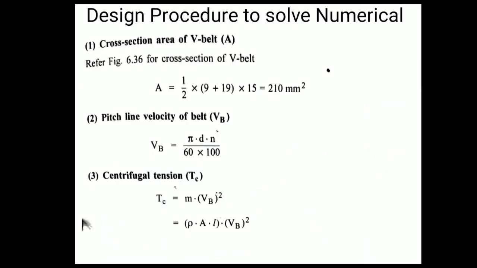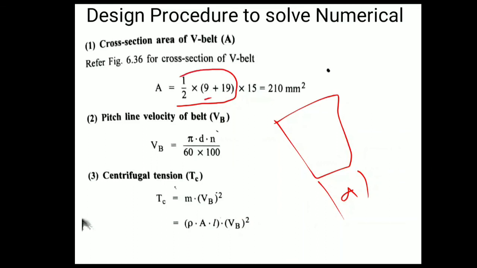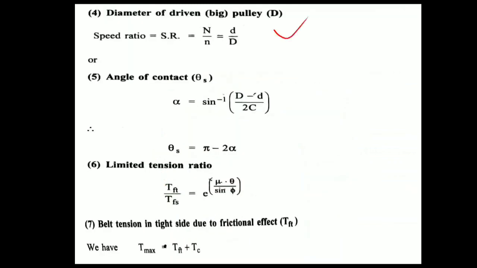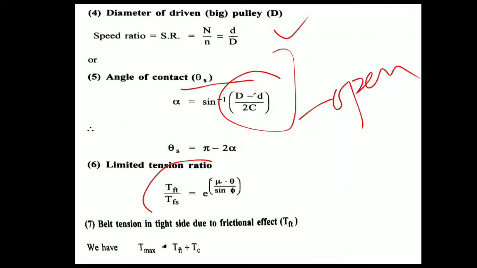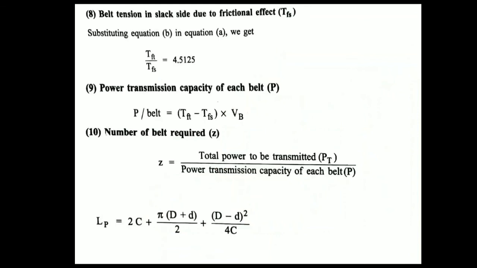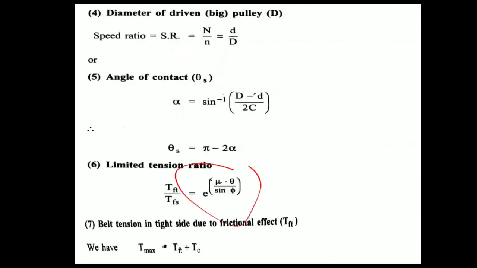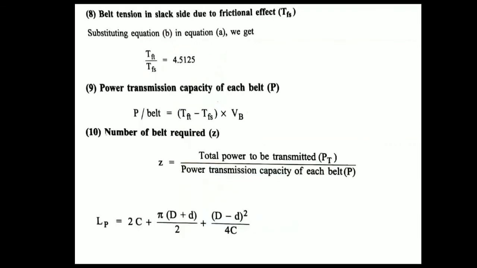Again I will repeat the things. For the V belt drive, for the V cross section we need to take the area, that is half of bottom side plus top side into height. Velocity, pitch line velocity, then centrifugal tension m v square changes to rho A L, then speed ratio, angle of contact alpha we need to calculate and keep as an open belt drive. T1 by T2, just add the sine of phi because it is the groove angle, and T is equal to T1 plus Tc, correct. So this ratio will be given, and with this ratio and this value we get the T1 and T2 tension on the tight side as well as the slack side.